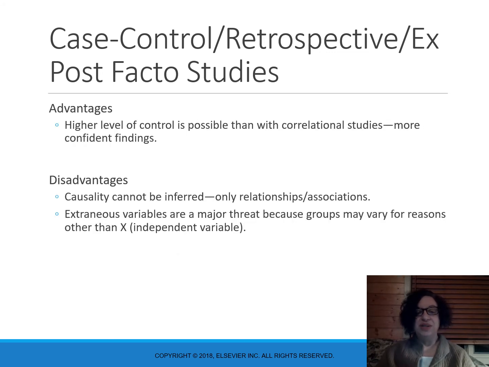So the ex post facto study has its advantages. You're going to have a higher level of control with correlational studies and be more confident in your findings. Disadvantages is that causality cannot be inferred, only relationships and associations. So think about this: your extraneous variables are a major threat because groups may vary for reasons other than your independent variable. There may be other things going on in the lives of the research participants that are just not taken into account in these types of studies. They can be narrow. We're looking at lungs and cigarette smoking.